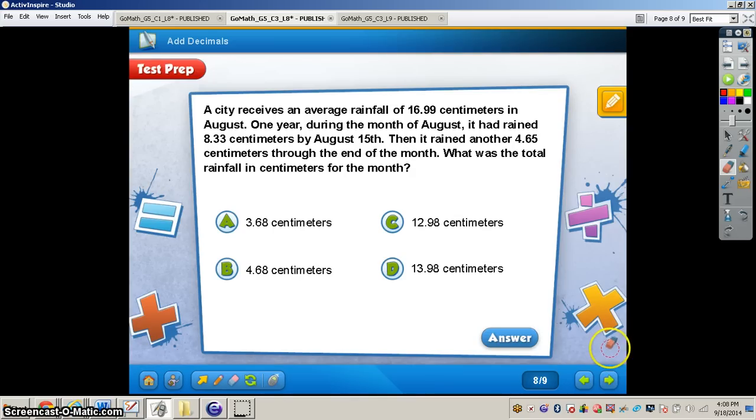Okay, taking a look at the test prep problem. I want you to work through this problem at your seat. When you're finished, you can press play and I will have the answer for you. So pause the video now. Okay, here's the answer, letter C.